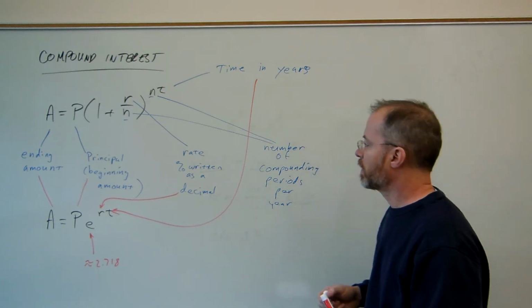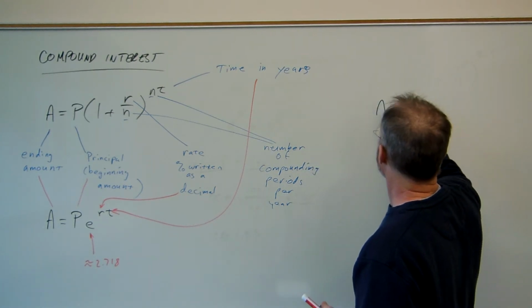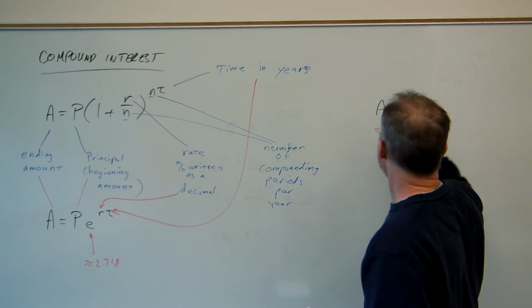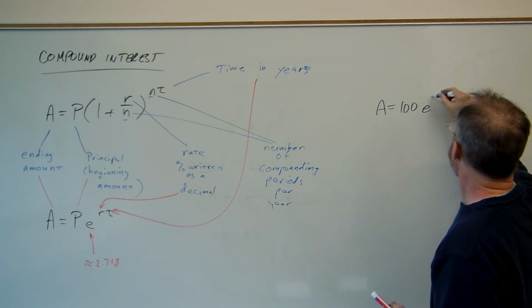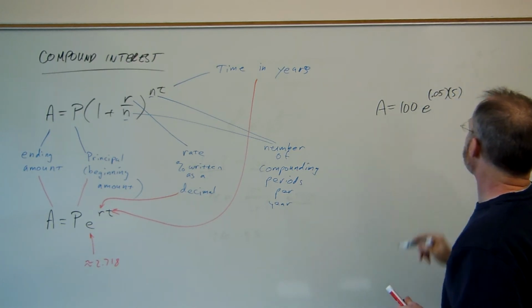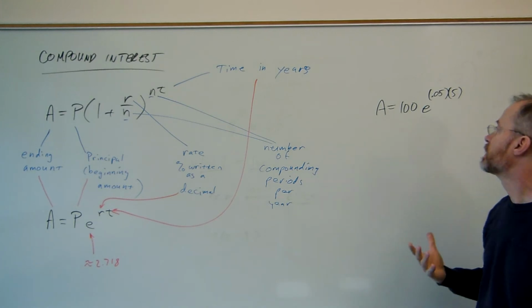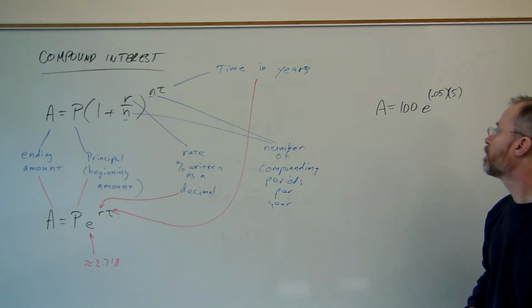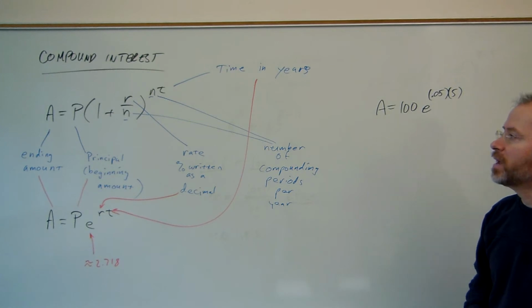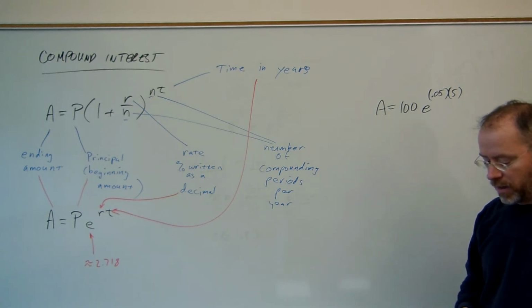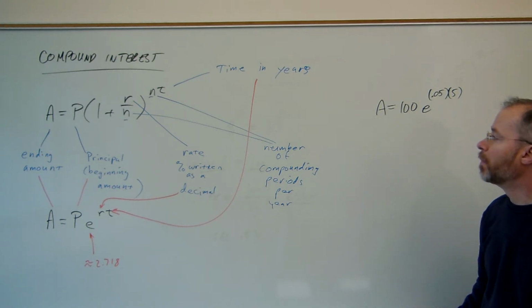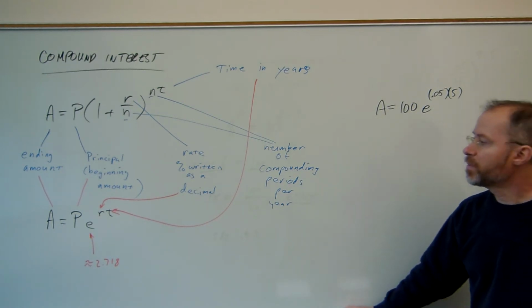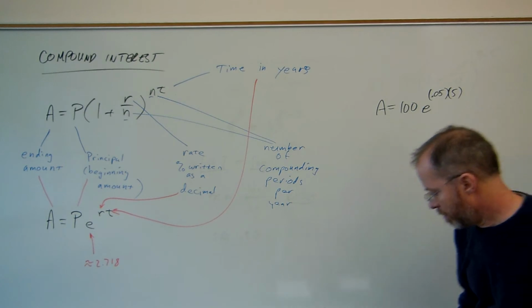If you wanted to calculate what you get at the end of 5 years when you invest $100 at a rate of 5% for 5 years, you could just use this. E raised to the quantity 5 times 0.05 and then multiply that by 100. You'll get just a little bit more at the end of 5 years than you would if you were compounding quarterly. So keep those two formulas on the board.